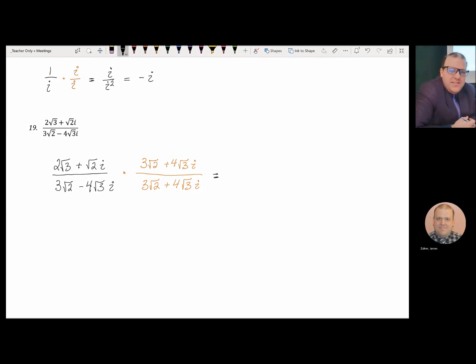2 times 3 is 6. Root 3 times root 2 is root 6. So first term, 6 root 6. Then we get what? 2 times 4 and then root 3 times root 3. So it'll be 8 times 3, 24i. Root 2 times 3 root 2 is just 6, isn't it? Root 2i times 3 root 2.